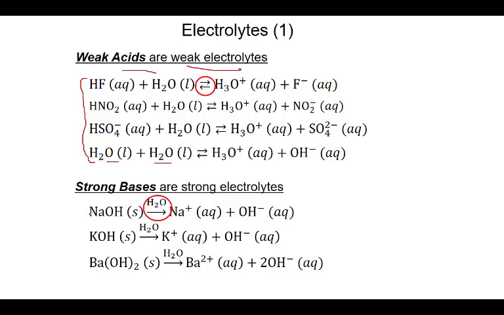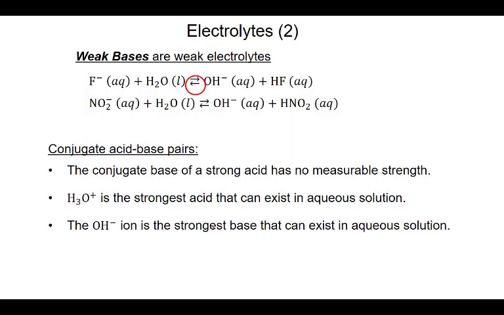The strong bases, sodium hydroxide, potassium hydroxide and barium hydroxide, when put in water, dissociate 100% into cations and anions. So strong electrolytes are strong bases also. The strength of the acid and base depends on dissociation: 100% dissociation, strong; not 100% dissociation, weak. Weak bases are weak electrolytes.